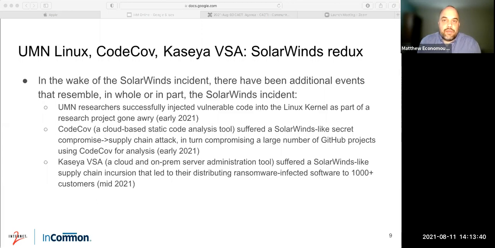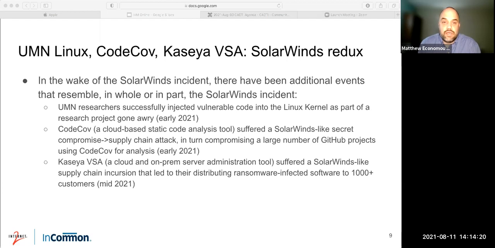SolarWinds got quite a bit of popular press attention around the start of the year, but since that time, there have been multiple similar incursions that have gotten somewhat less publicity, but have been just as impactful for the sites or organizations they affected. In an ethically questionable research project, some security researchers at UMN attempted to inject vulnerabilities into the Linux kernel, ostensibly to see whether or how the Linux kernel team would detect the injection. Now, they caught it through their normal review processes, and the university actually lost their commit rights to the kernel as a result.